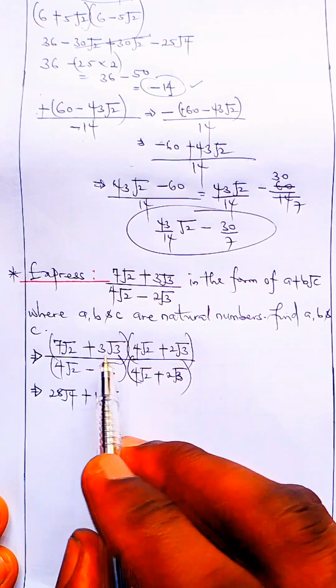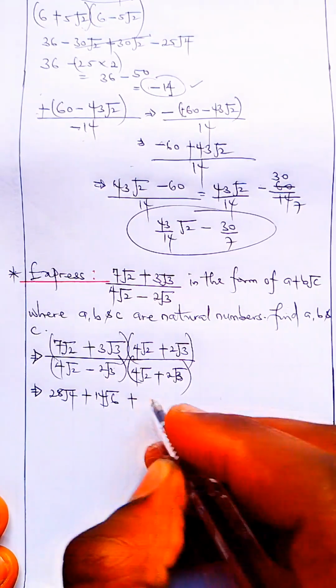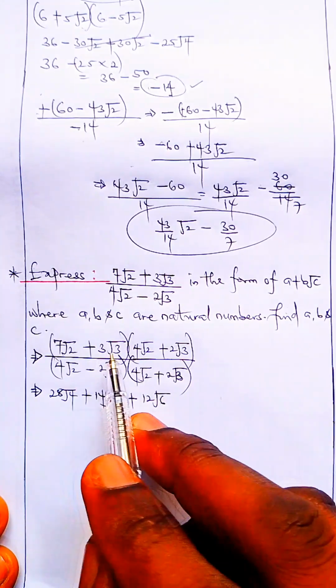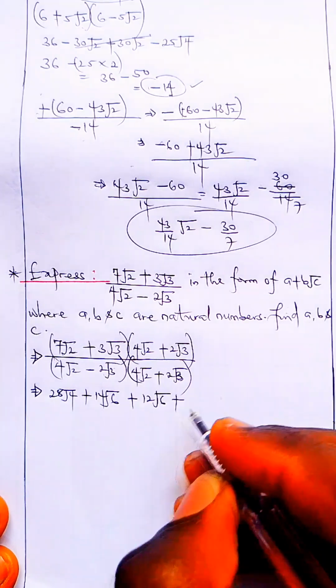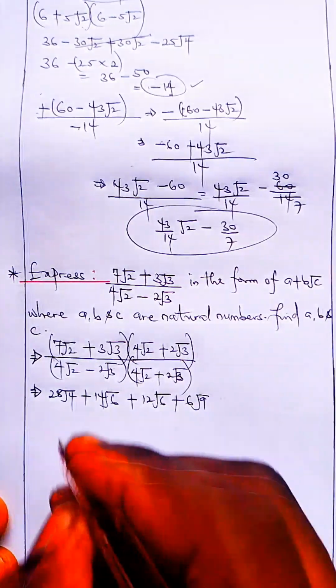So the next one, 3 root 3 times 4 root 2. That will be plus 3 times 4, 12. Root 3 times root 2 is root 6. Well done. Plus 3 root 3 times plus 2 root 3. That's plus times plus is plus. 3 times 2 is 6. Root 3 times root 3 will give us root 9. So we're done with that.